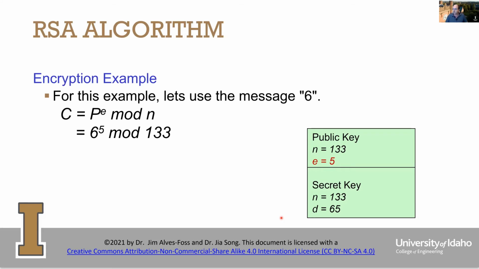So for my example here, I'm going to use the message 6. Very simple message, 6. So 6 to the 5 mod 133 is what I wanted. N is my public key, 133. E, the encryption, the secret key, the 65 to decrypt. Well, 6 to the 5 mod 133, 6 to the 5th is 7,776 mod 133. Do the math. That's a 62.